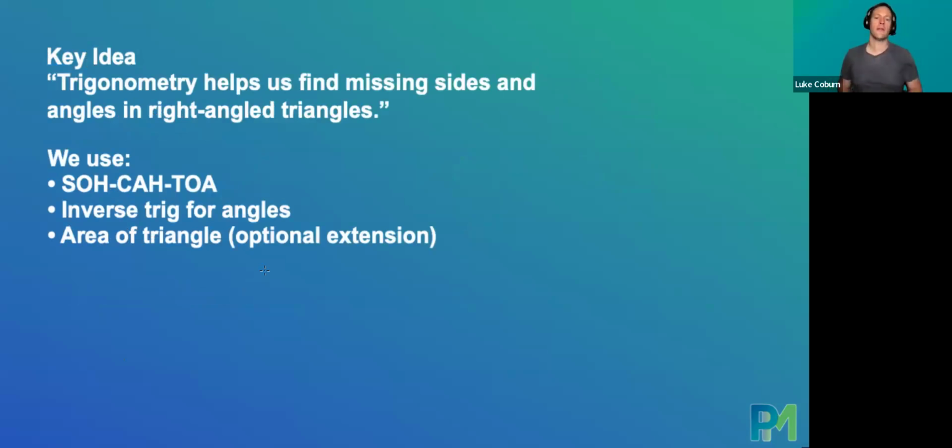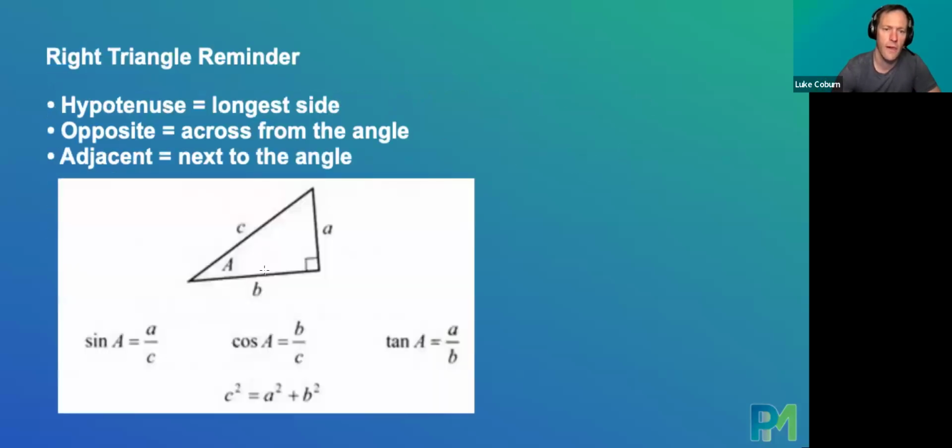Okay, so trigonometry basically means that if we're looking at triangles that have missing sides and angles, we're able to fill in those sides and angles using trigonometry. What trigonometry is, these ratios, let's have a look at a triangle here.